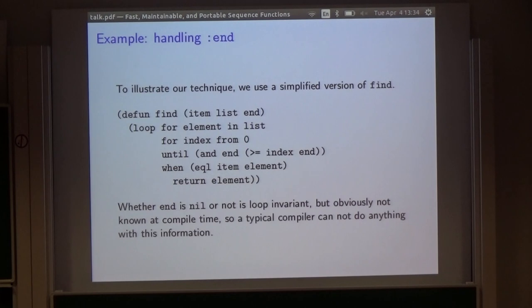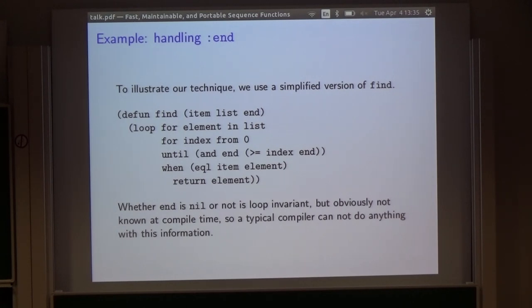So let's say we want to specialize on the end keyword parameter for lists. So we assume that the sequence we're going to handle is a list. We assume that it's the find function. And I'm actually also going to assume that the key function is identity and the test function is EQL. But we specialize for all those things as well. This particular example shows only the technique for specializing on the end parameter. So the last parameter there, end, is either true or false, depending on whether somebody said :end t or :end nil.